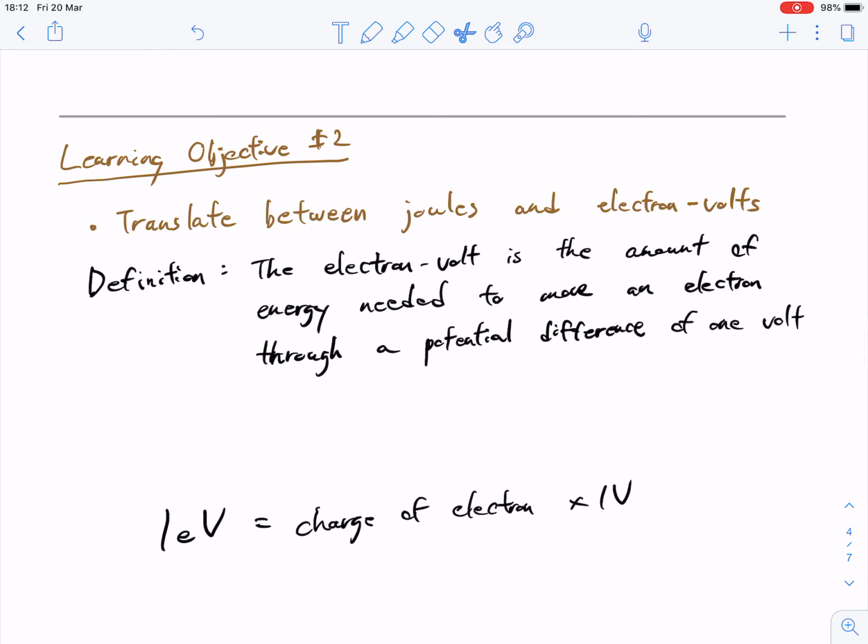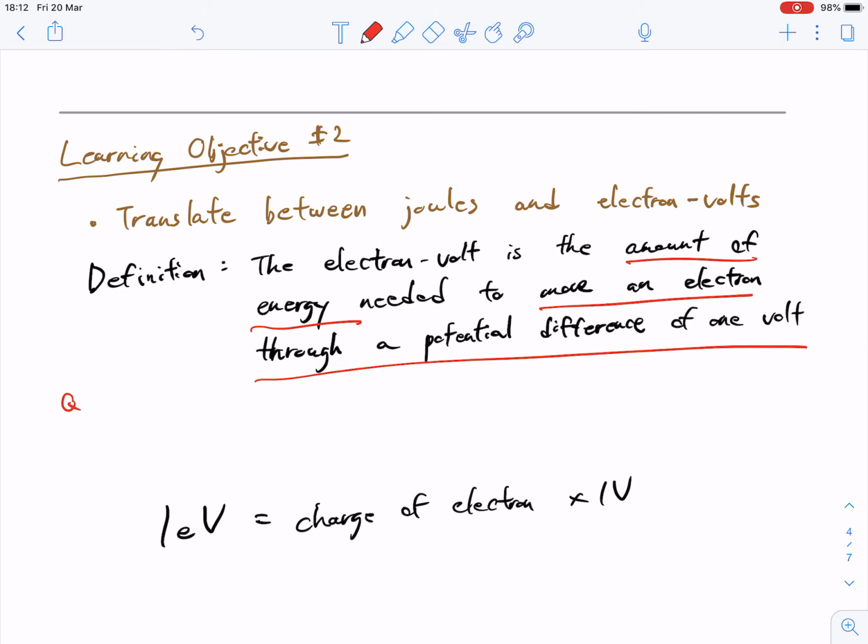Okay, so in terms of our learning objective, our second one, we're trying to explain what an electron volt is. So the definition is that it's the amount of energy needed to move an electron through a potential difference of 1 volt. So again, if we think about this as a big Q here, if this was 51 volts and this was 52 volts, it's the work required to move an electron through that.